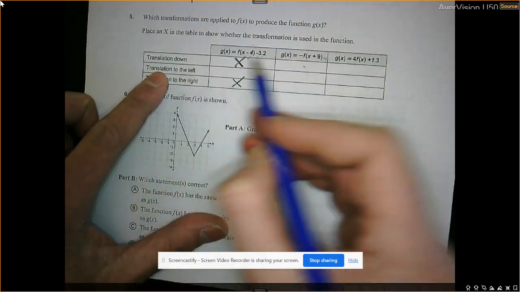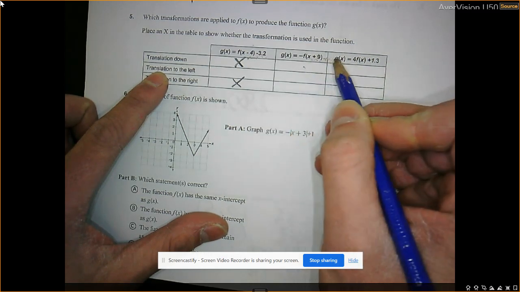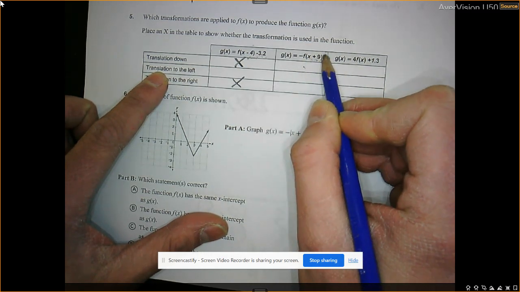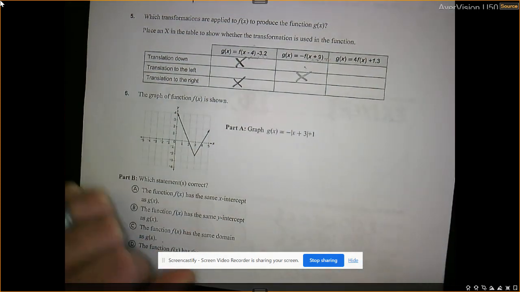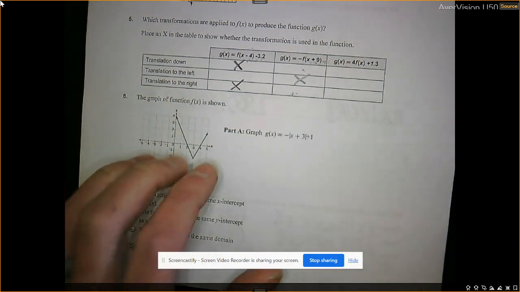Okay. What about translation to the left? This x plus 9, that plus 9 is going to move it left 9 because, again, it's in the parentheses. It's always the opposite of how it looks, so this plus 9 is going to move it left 9, making it a translation to the left. Well, and if it's moving to the left, it's definitely not moving to the right, so we're done there.